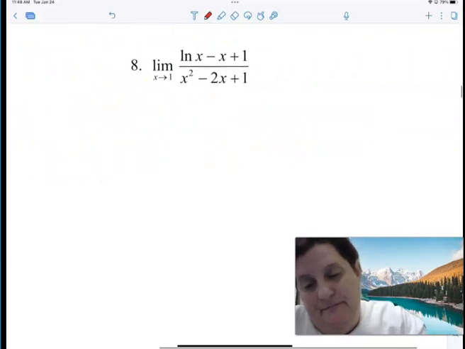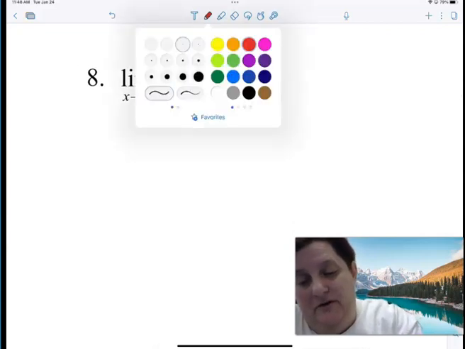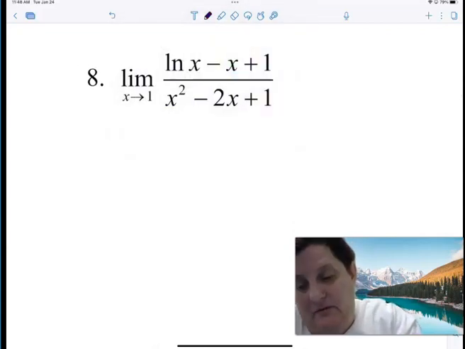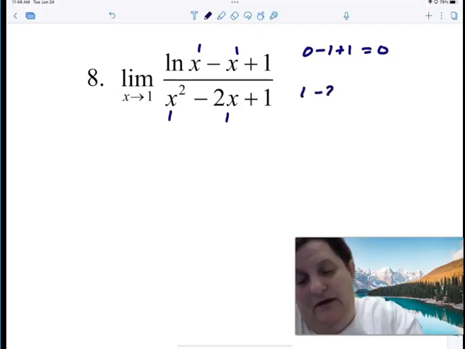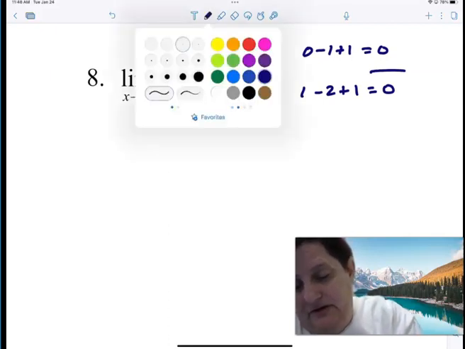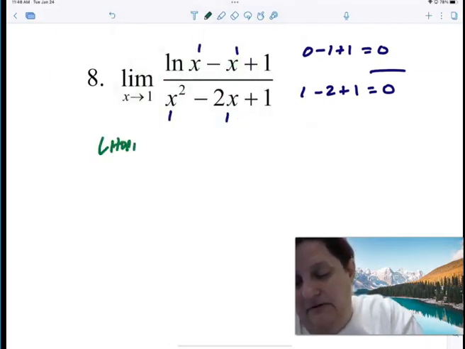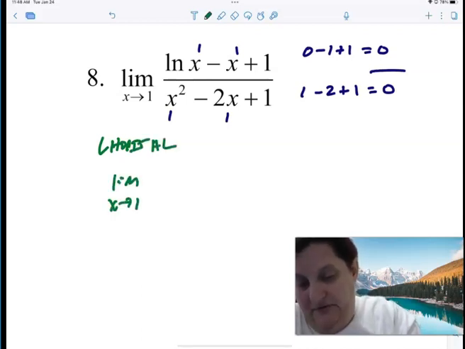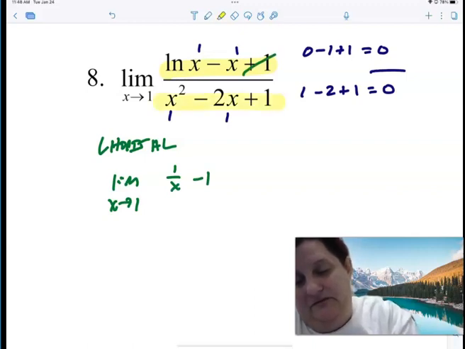All right, let's check this out, you guys. Check it first to see if I can actually do L'Hopital's rule. When I plug in 1 here, the ln of 1 is 0. When I plug in 1 here, I get 1 minus 2 plus 1. So I do get 0 over 0. Okay, so I'm going to do L'Hopital real quick. All right, and I get the limit as x approaches 1. Okay, if I'm going to take the derivative of this, it is 1 over x minus 1, and that goes away. If I'm going to take the derivative of this, it is 2x minus 2.